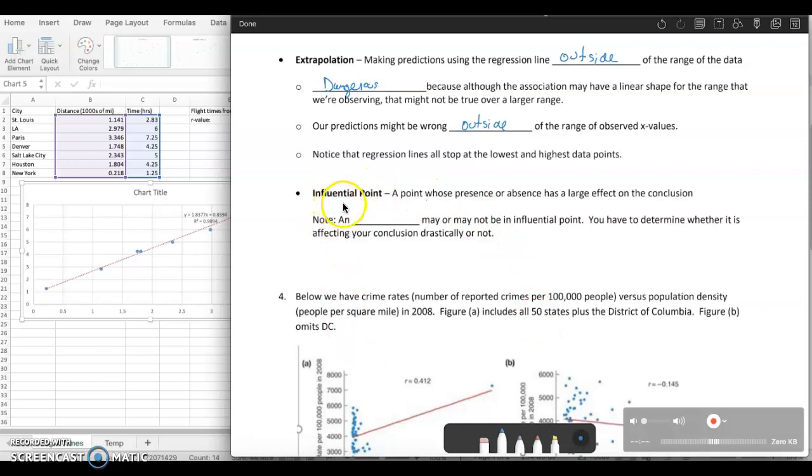An influential point is a point whose presence or absence has a large effect on your conclusion. So note, an outlier, which we've heard of before, may or may not be an influential point. You have to determine whether it's affecting your conclusion drastically or not. So you can have deviations and you can have outliers, and maybe if you delete them and recalculate, not much changes. That would then be an outlier, but not an influential point. However, if you have an outlier where if you delete it, it changes everything drastically, and if you put it back in, it changes it back, that one would be considered influential.